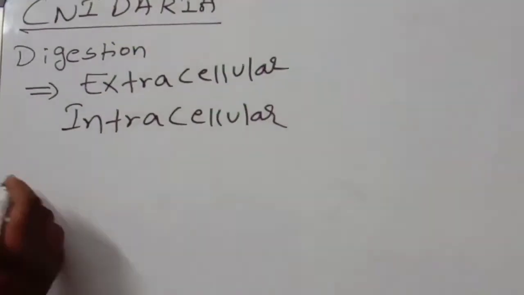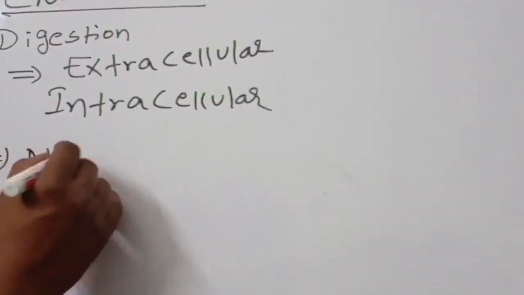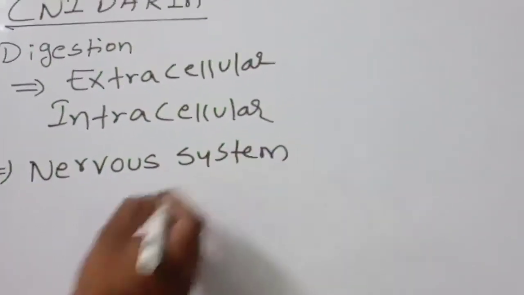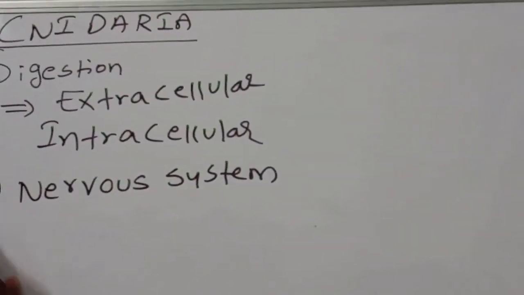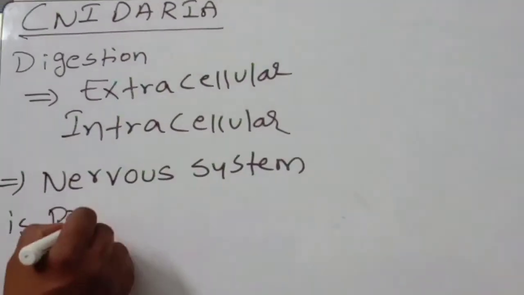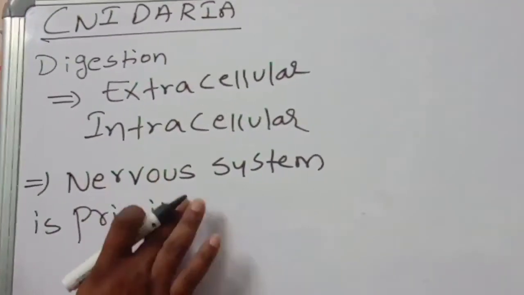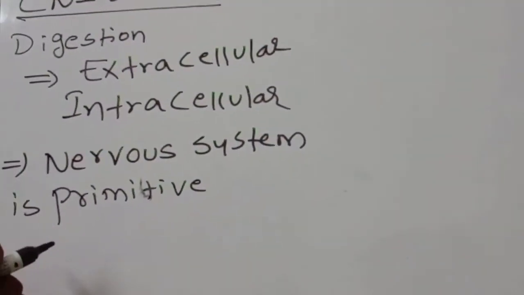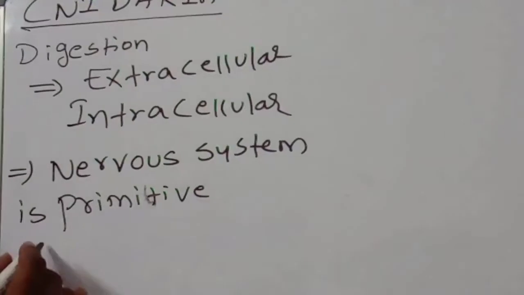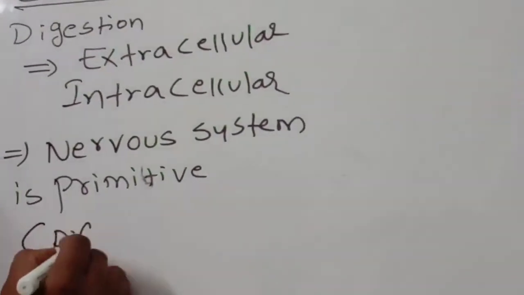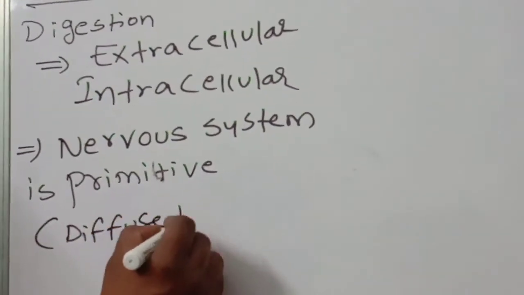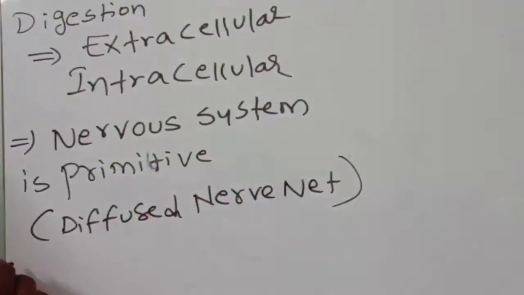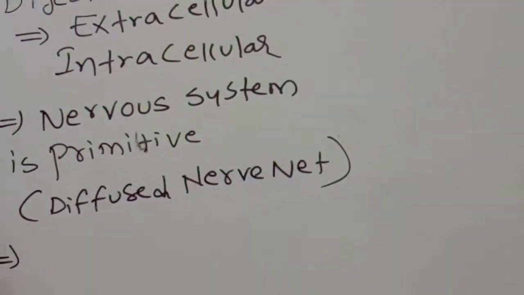This is important: the nervous system. These are also all NEET bits. Nervous system is very important. The nervous system is primitive, meaning the first formed nervous system, not that much developed. It is primitive and is formed of a diffused nerve net. How is it formed? Diffused nerve net, simply a group of nerves.